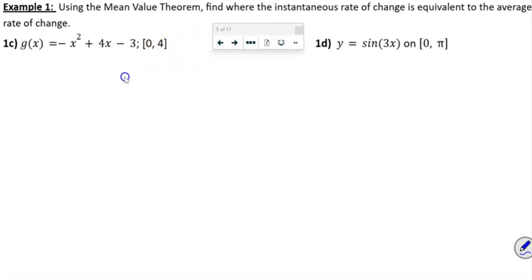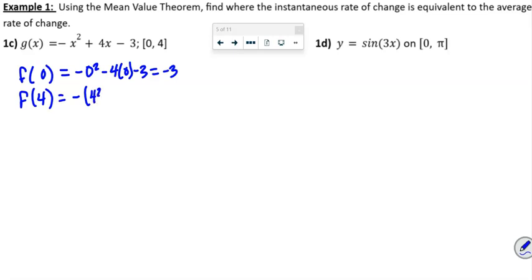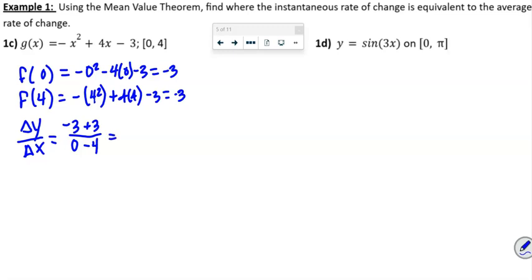My bad. All right, so here again, f of 0, that's going to be 0 squared minus 4 times 0 minus 3, so obviously that's negative 3. F of 4 is going to be equal to negative 4 squared, that's going to be negative 16, plus 4 times 4 is 16. That's going to be 0 minus 3, so that's also going to be negative 3. Again, delta y over delta x. So that's going to be our y changes, negative 3 plus 3, and then we're going to do 0 minus 4. So that's going to be 0 divided by negative 4, which is just 0, right?